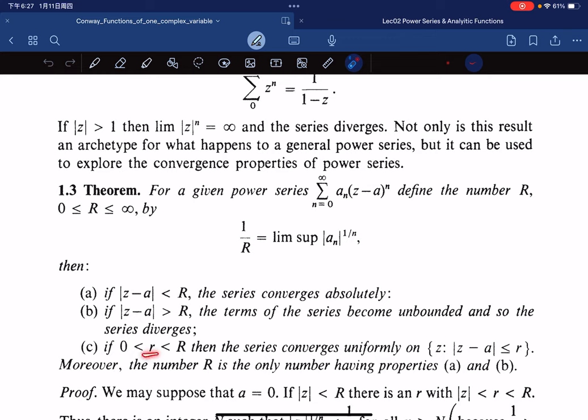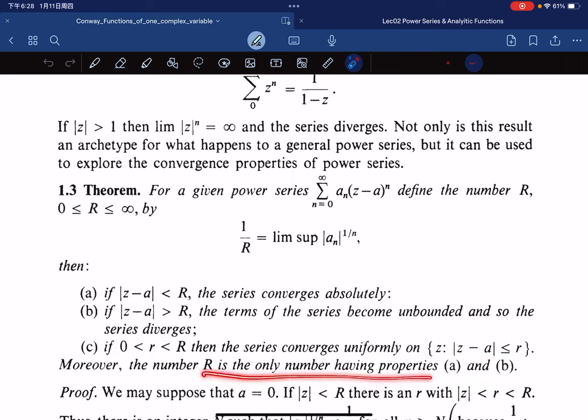Now, if we pick an r that is between zero and R, then the series converges uniformly whenever the distance |z - a| is less than or equal to r. It's uniform convergence, so for this we're going to use the Weierstrass M-test. And the number R is unique because we define it like this, with properties a and b. The uniqueness will be proven in the next proposition.